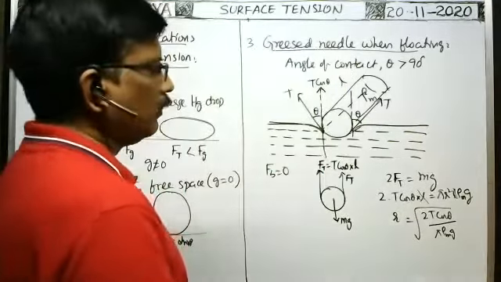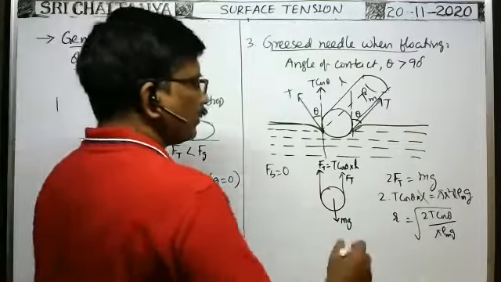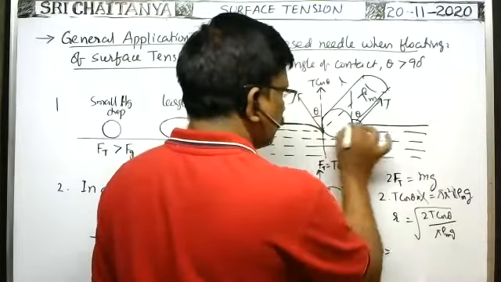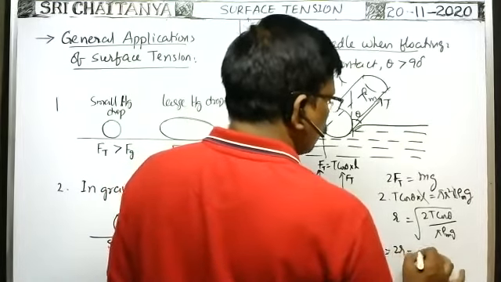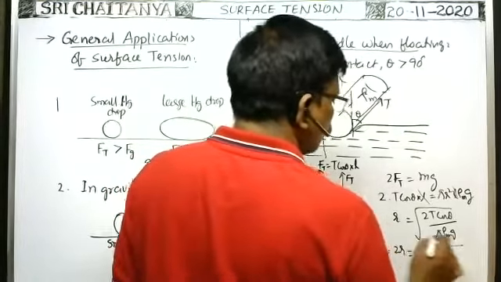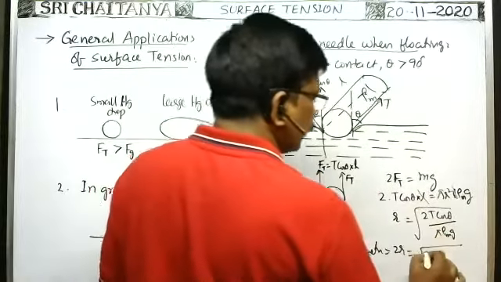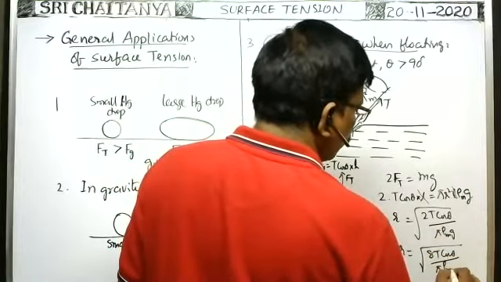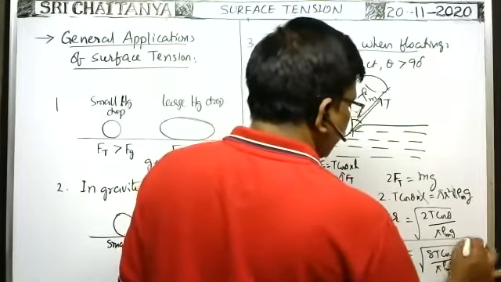Then what is the diameter? Diameter is equal to 2r. Diameter of the wire is equal to 2r, which is equal to 2 into, writing the 2 inside the root, it becomes 8t cos theta by pi rho m into g. This is the diameter of the wire.